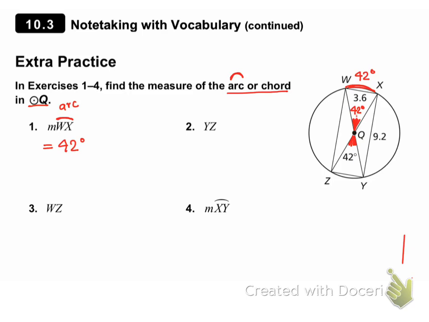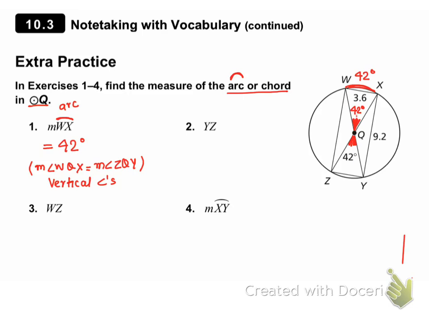Why? Because the measure of angle WQX is equal to the measure of angle ZQY. And why is that? Because they're vertical angles, and they're going to be congruent. Let's move to the next one.